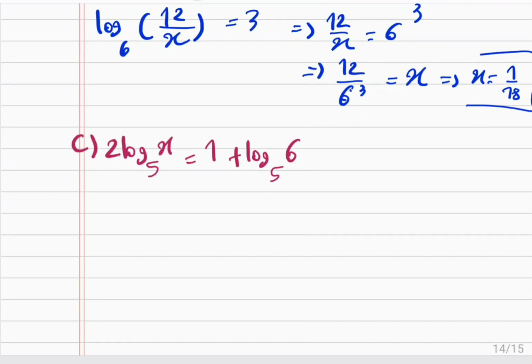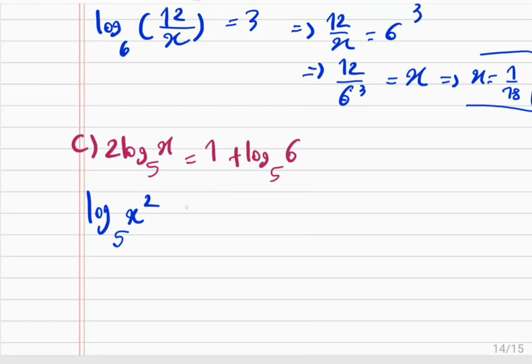Now we have 2 log base 5 of x is equal to 1 plus log base 5 of 6. Now in this one, we can first rearrange this and also rewrite the first term as basically log base 5 of x squared. So this is the third law, which is called the power law, and that allows us to, when we have a number that has a power, that power can go to the outside of the log and just become the coefficient of the log. So in this case, we're just doing the opposite of that.